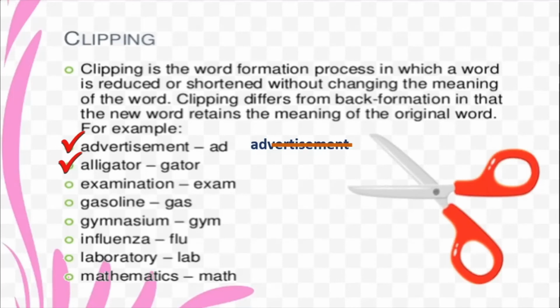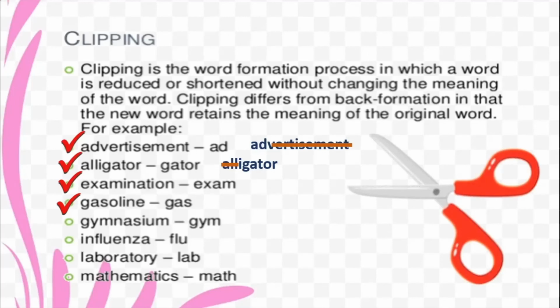Alligator, where from the word alligator, you have clipped away the alley. So what is remaining is the gator. Means the same, the alligator, animal which resembles a crocodile. Similarly, you have examination, where you have cut away the I and nation and you have retained exam. Then you have gasoline, where you have cut away the OLINE and retained the gas. Then you have gymnasium, where you cut away the NASIUM and you retain gym.